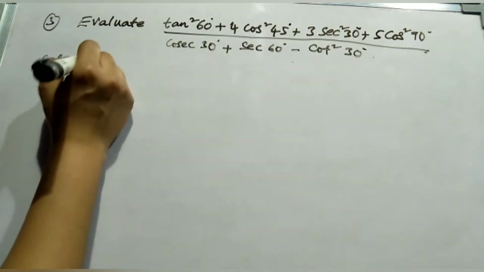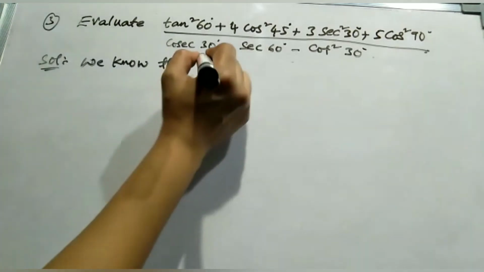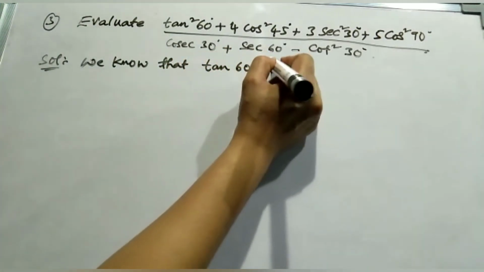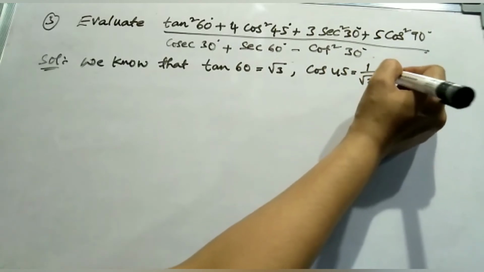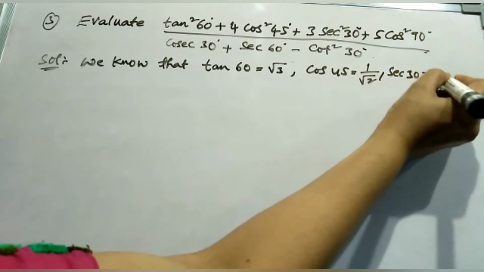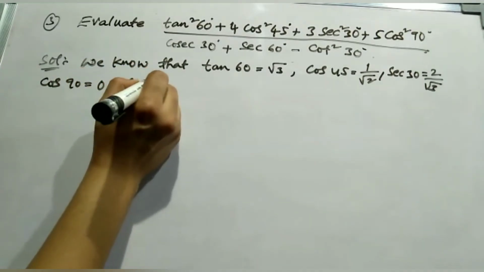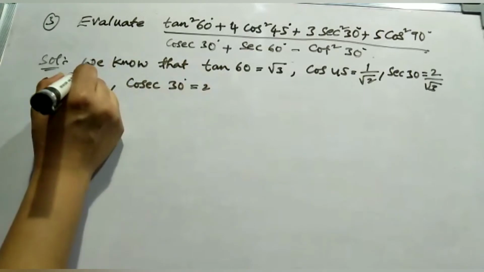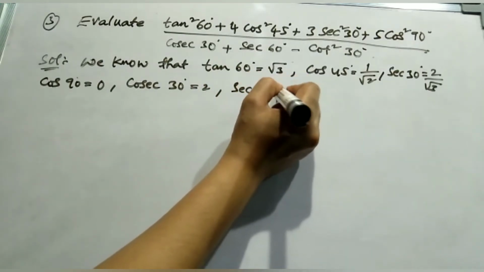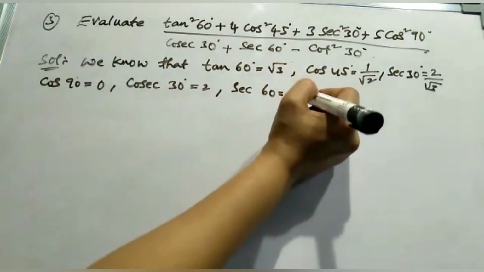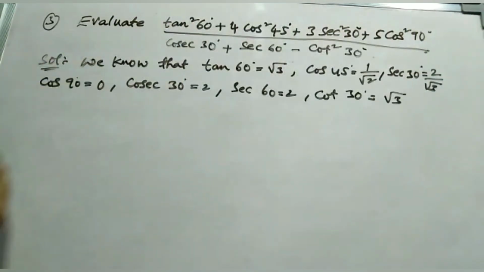As already we know that the value of tan 60 is root 3, cos 45 is 1 upon root 2, sec 30 is 2 upon root 3, cos 90 is 0, cosec 30 is 2, sec 60 is 2, and cot 30 is root 3. Substitute these values in your equation.